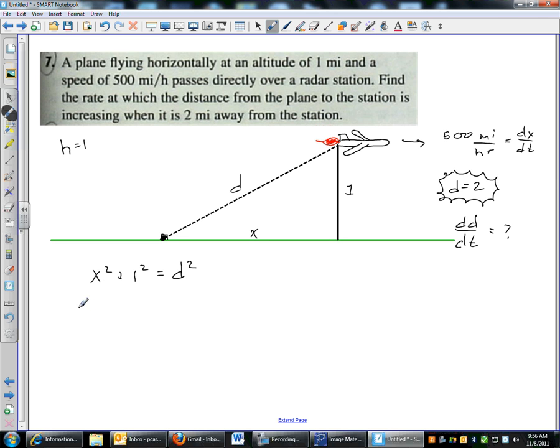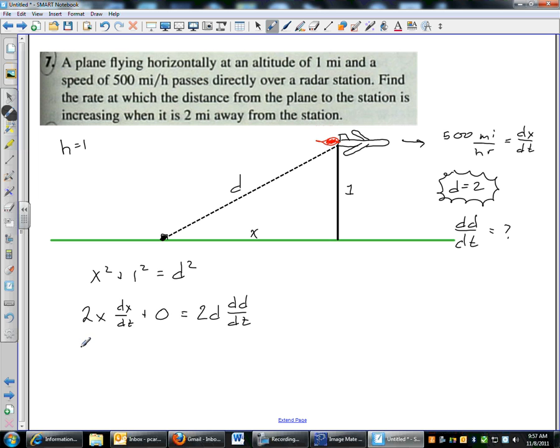Derivative of x squared is 2x dx dt. We good there? Good there. Plus derivative of 1 squared is 0. That's a constant. Equals the derivative of d squared, 2d, 2d dd dt.